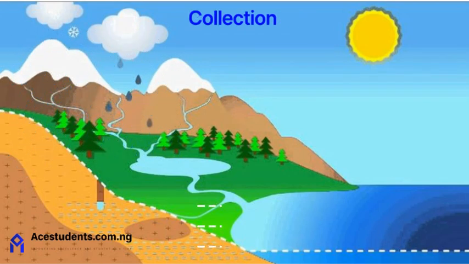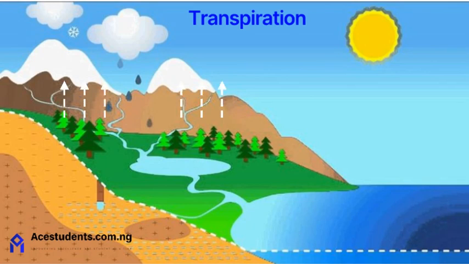After precipitation, water collects in rivers, lakes, and oceans. Some of it also seeps into the ground and becomes groundwater. Plants release water into the air from their leaves. This process is called transpiration and it adds water vapor to the atmosphere.